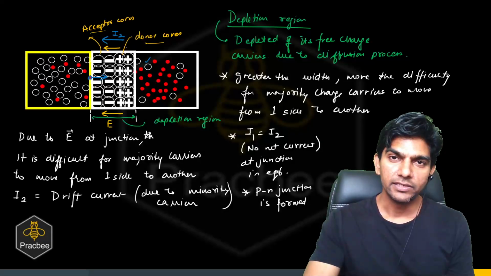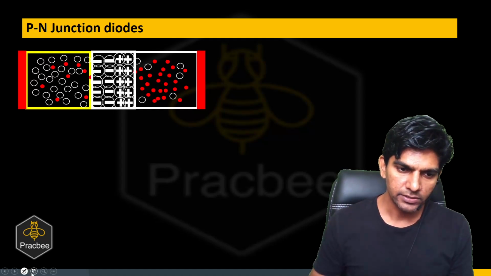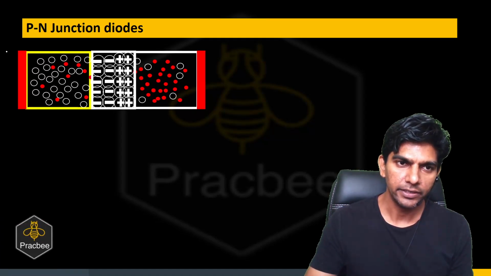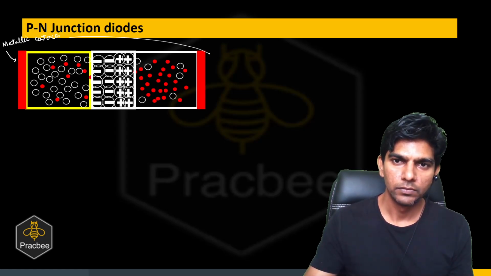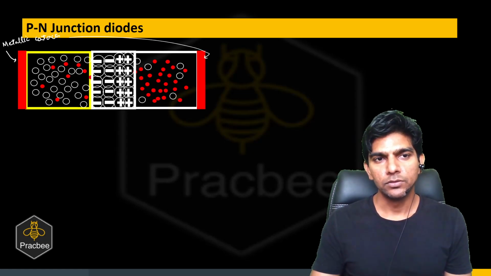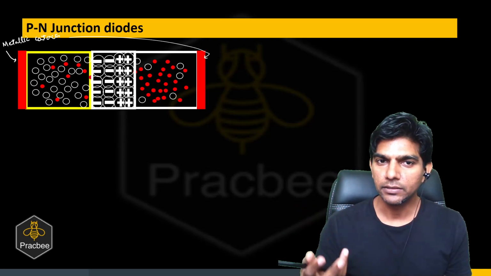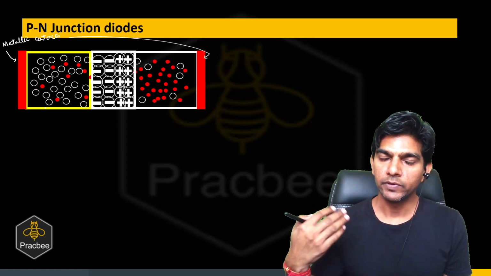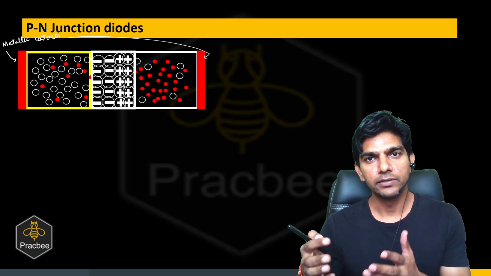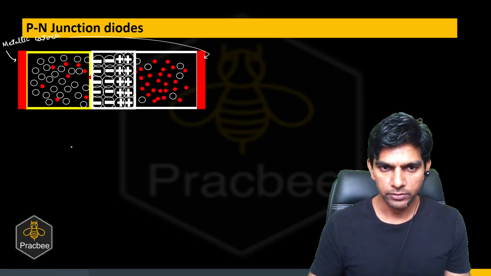Got it? So now let us see what is a PN junction diode. If you provide some metallic contacts at the end, so these are metallic contacts. This is also a metallic contact, right? So why we provide metallic contacts? So that we can connect this PN junction with an external source or with a battery, and with that battery we can alter the electric field at the junction. So let us see a very basic case when there is no battery connected.